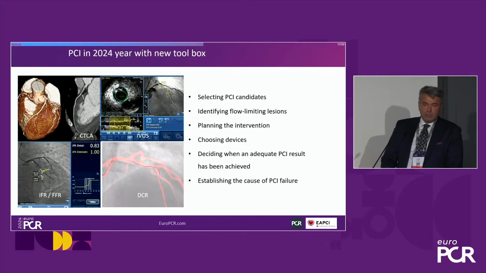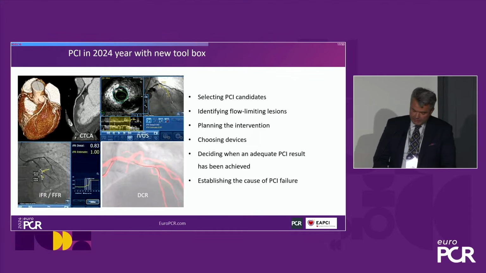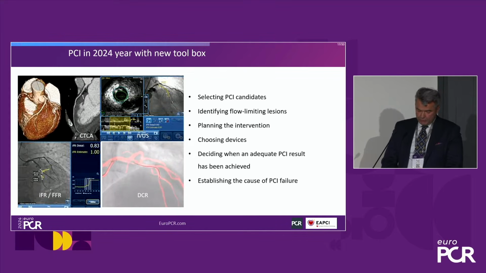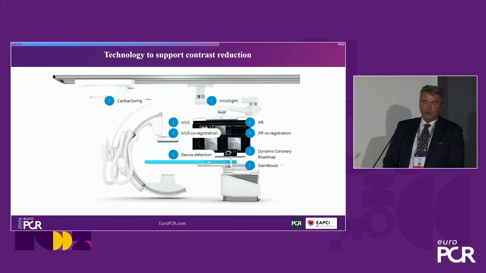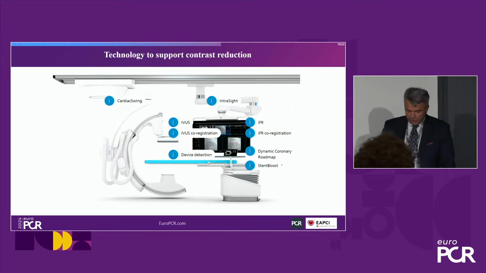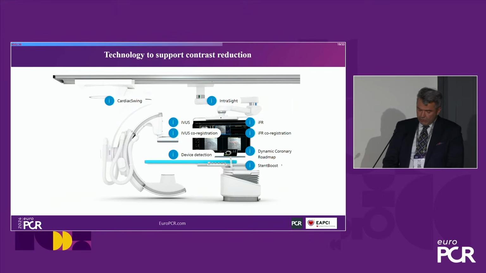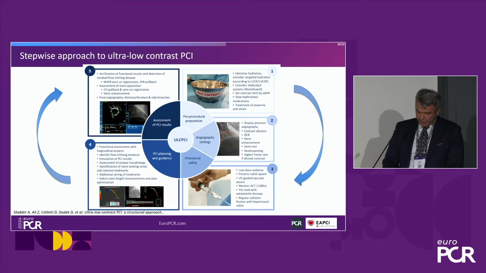Nowadays, we have more technology, so not only technique is important. We have the cardiac CT, ultrasound, FFR, iFR, and DCR, so more advanced techniques used in interventional cardiology. So that's why we can use and we should use for ultra-low contrast PCI the ultrasound and other imaging and functional and co-registration techniques. And the best, of course, is to have the integrated lab when everything is on one screen, and you can use smoothly all those technologies and in combination as the co-registration.